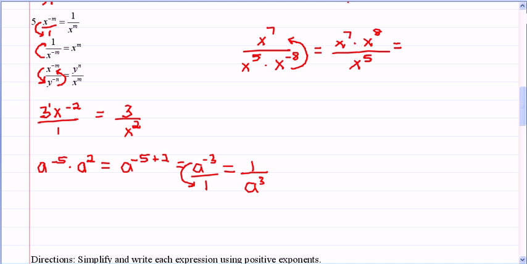And combining properties here, if I multiply the numerator together, the rule is to add the exponents. So that I get x to the 15th over x to the 5th, and then I subtract the exponents to get a final answer of x to the 10th.